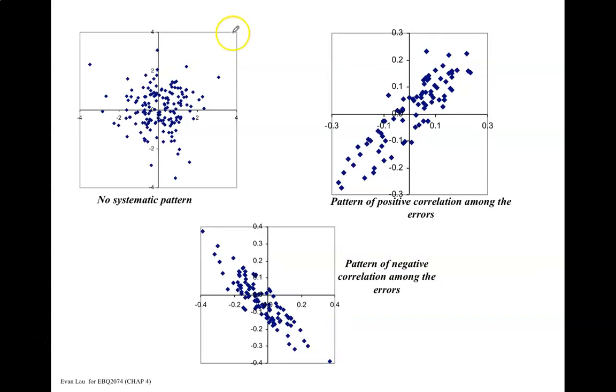This is the example. No systematic pattern. This is what we want. This has positive and this has negative correlation. This is what we do not want.